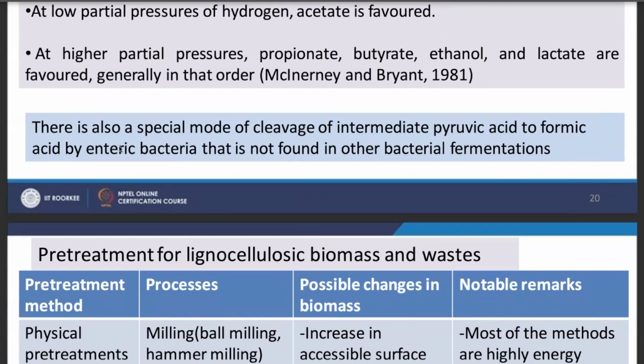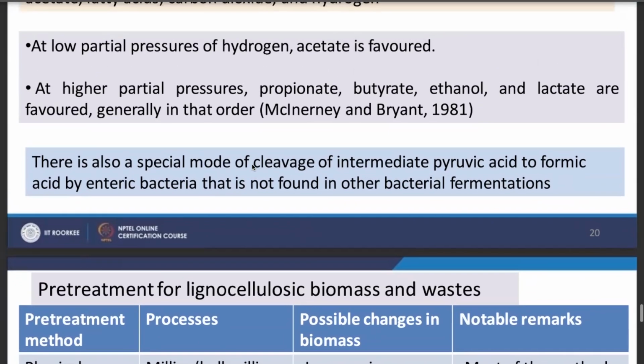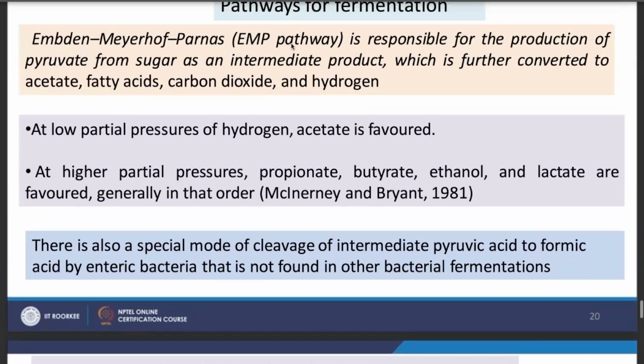You do not need to worry about formic acid, but you should know that during fermentation, the products of hydrolysis are getting converted into simpler compounds, and the formation of these simpler compounds depends upon the partial pressure of hydrogen. If the pressure is low, acetate will be favored. If the pressure is high, propionate, butyrate, and other small weak acids will be favored.